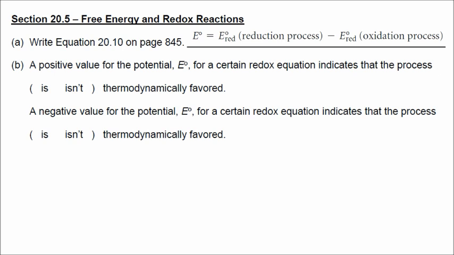All right, our next section, 20.5, free energy and redox reactions. So the equation on page 845 is that the cell potential equals the reduction process minus the oxidation process. Since all of the half reactions in the table are written as reductions, the one that you flip becomes an oxidation process, and then of course you change the sign. A positive value for the potential for any redox equation indicates that the process is spontaneous or thermodynamically favored. And if you have a negative cell potential, it means the process is not thermodynamically favored.